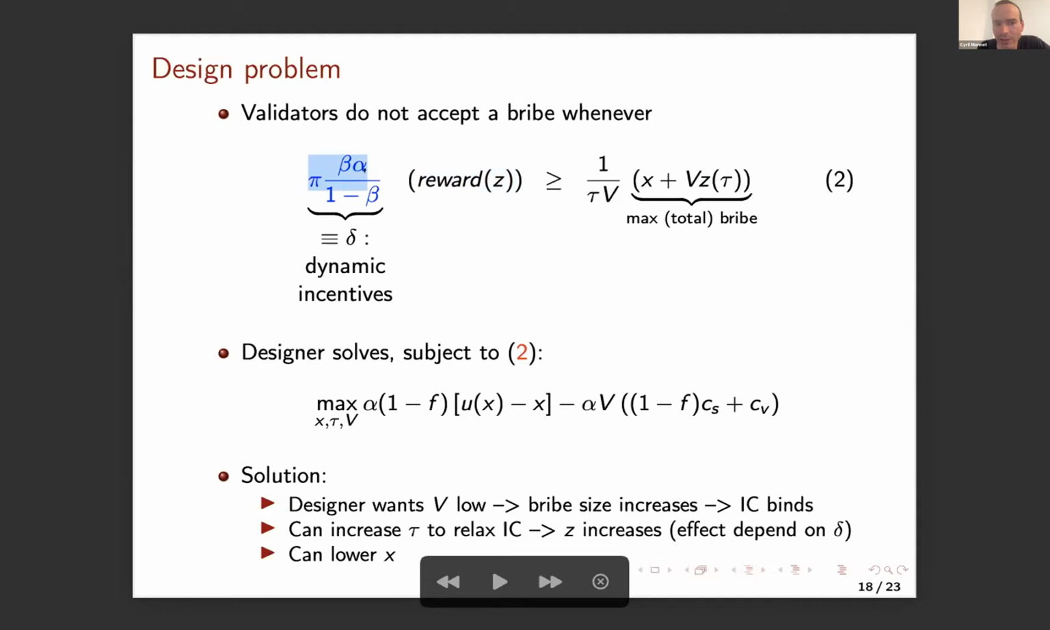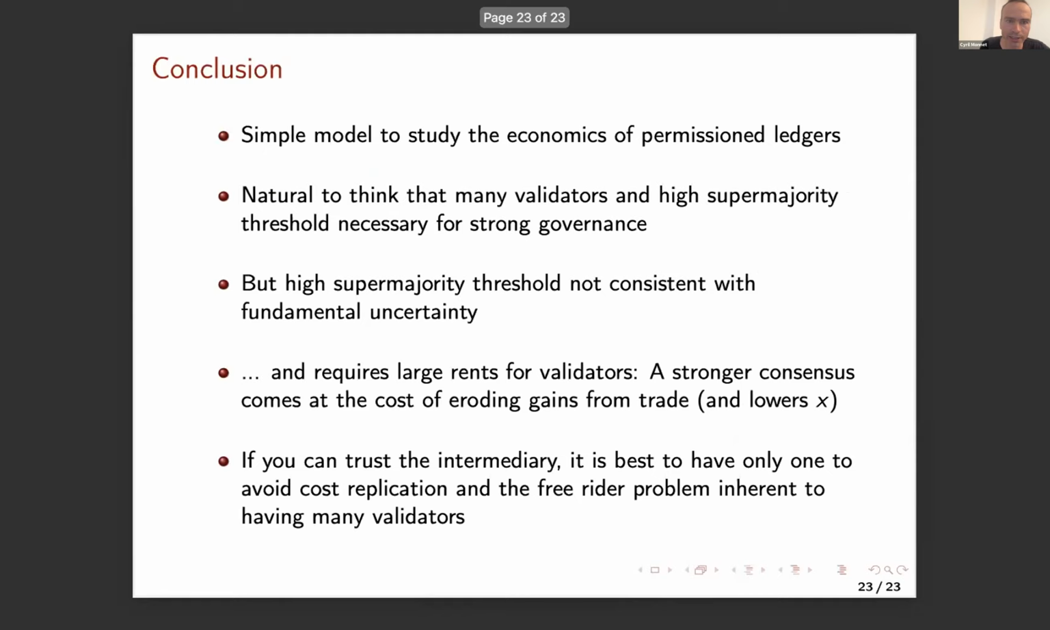So when the dynamic incentives are very strong, it's going to be good to increase tau, because it's going to relax the incentive constraints of validators. When delta, these dynamic incentives, is weak, increasing tau is not going to help so much. And so as a designer, you don't want to increase tau too much. And the last bit is that you can, of course, also play on the trading allocation. I hope you got the intuition, and because of time, I'm going to skip all that. I hope you got the trade-off that plays in this economy.